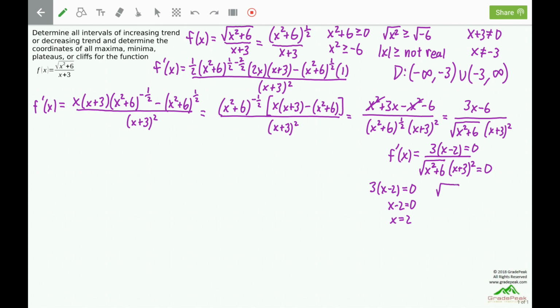Now working with the denominator, we have 2 factors in the denominator multiplying each other that are equal to 0. They can separately be set equal to 0. Starting with the square root, we can square both sides. Square root and square cancel each other out. We can subtract 6 from both sides, so x squared equals negative 6. We can take the square root, and x will become plus or minus the square root of negative 6, which is plus or minus what is not a real number.